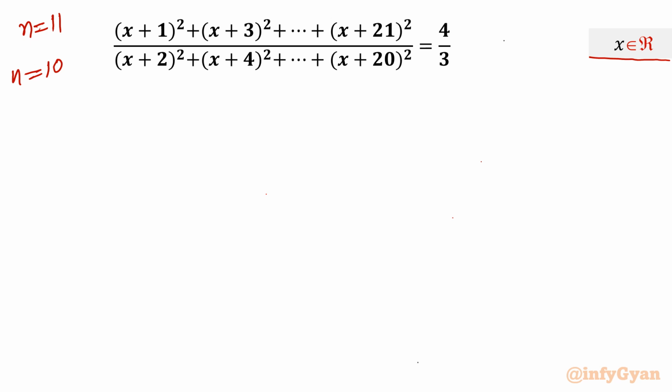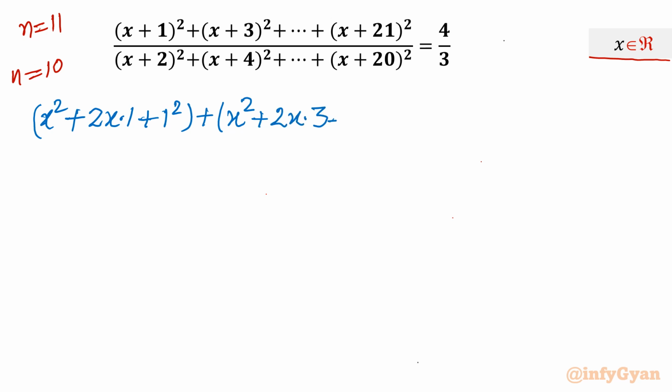Now let me expand our top and bottom side. I will be writing (a+b)² = a² + 2ab + b². So x² + 2x times 1 + 1². First bracket is over. Second bracket: x² + 2x times 3 + 3², and so on. Similarly, I will write my last term: x² + 2x times 21 + 21².